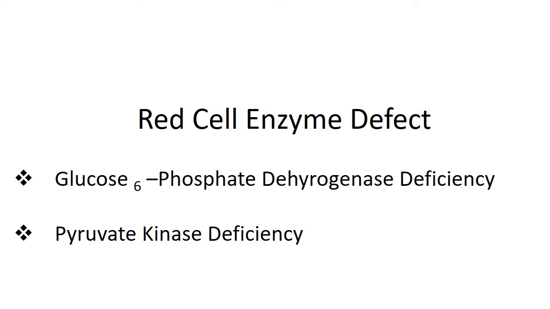Hello students, today we are going to discuss red cell enzyme defect. Hemolytic anemia we have seen with membrane defect, red cell hemoglobin defect, and the third intrinsic defect is red cell enzyme defect. Under that we are going to see in detail about glucose 6-phosphate dehydrogenase deficiency. The other defect is pyruvate kinase deficiency, which is not given much importance.